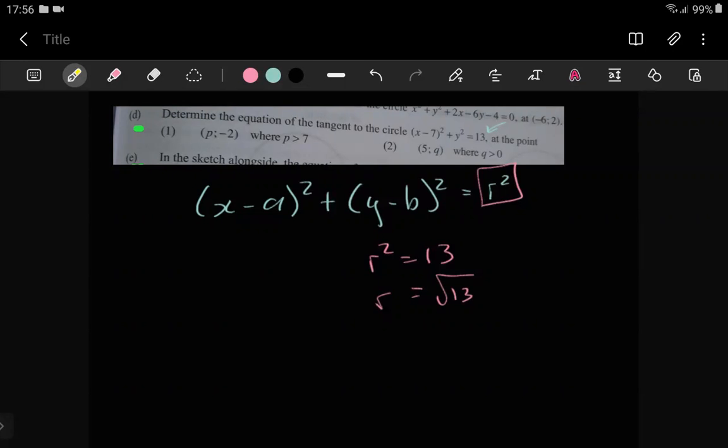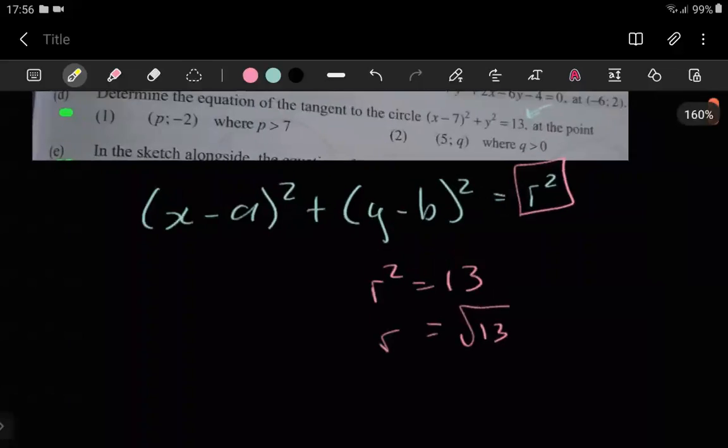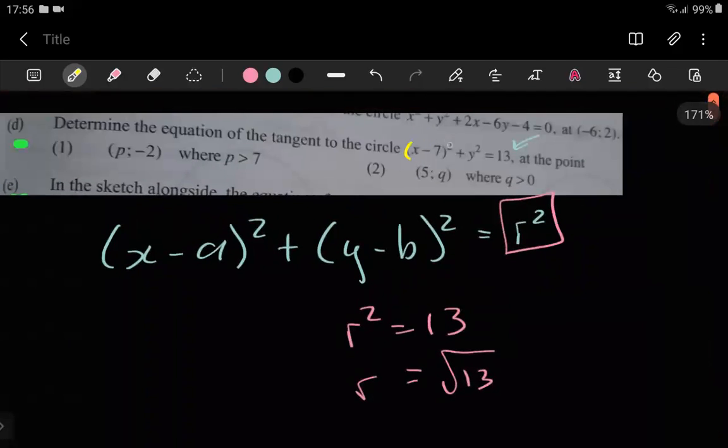The square root of 13 will be just the square root of 13. Yeah, true, 100%. So in this format, what do A and B tell us about the circle? Those are your coordinates. Isn't that your center?